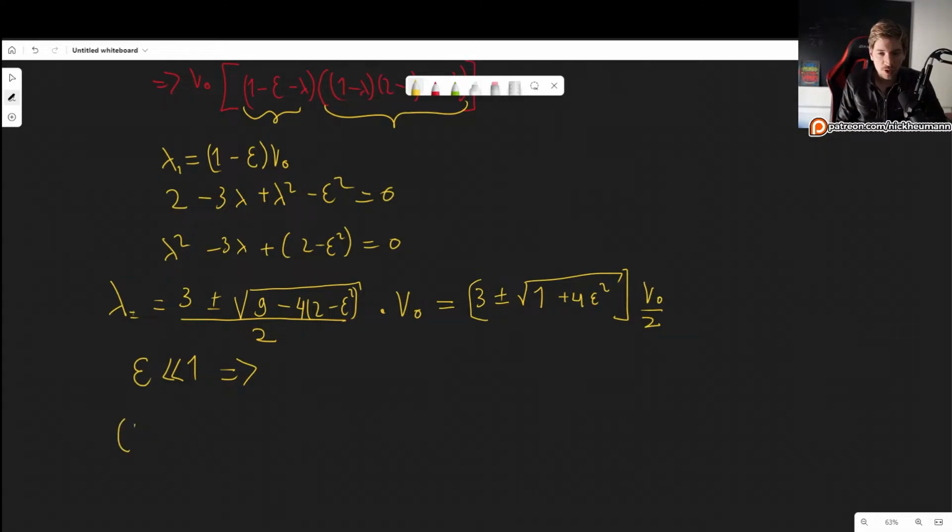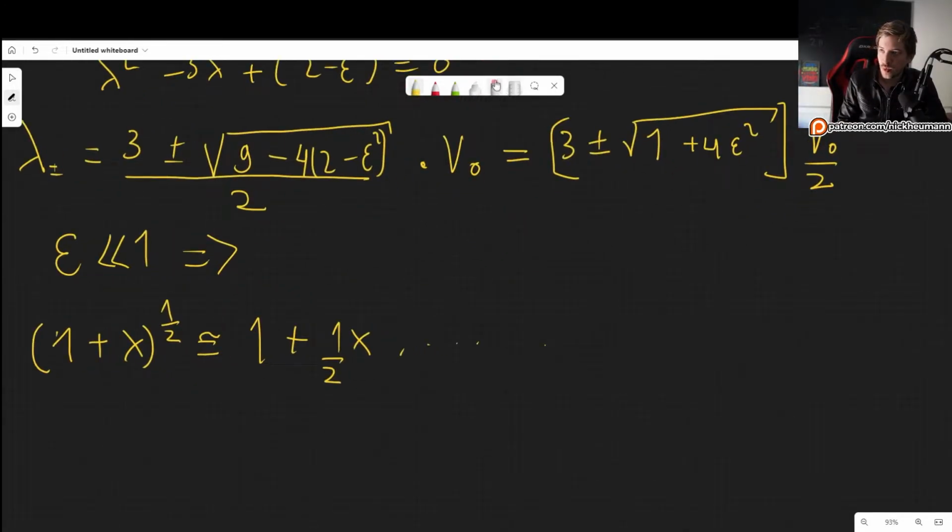How do we do that? With the binomial theorem. We have done it a few times before, but just in case, if we have 1 plus x, 1 plus x to the 1/2, we can approximate this using the binomial theorem as 1 plus 1/2 times x, and then a lot of other terms, but we don't need them. Why? Because x is 4 times epsilon squared, and this is already epsilon squared, and the next term would be epsilon to the 4th. And that is way too small. That's why we don't need to worry about it.